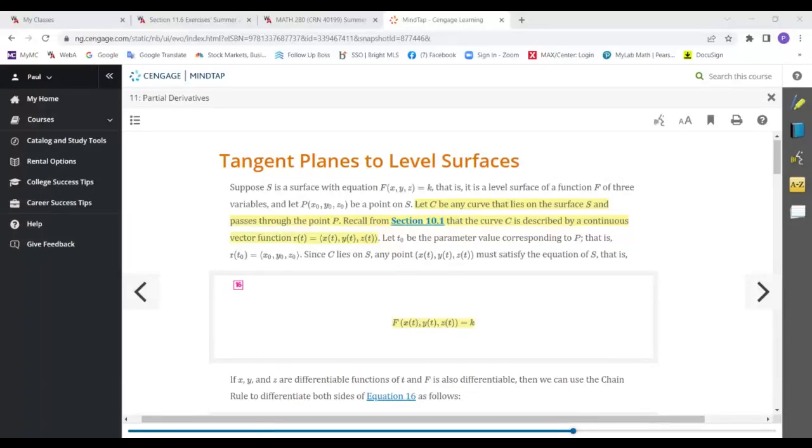Okay, so we covered basically all of section 11.6, directional derivatives and the gradient vector. And there's one little portion left here that I'm going to talk about. It has to do with tangent planes to level surfaces.